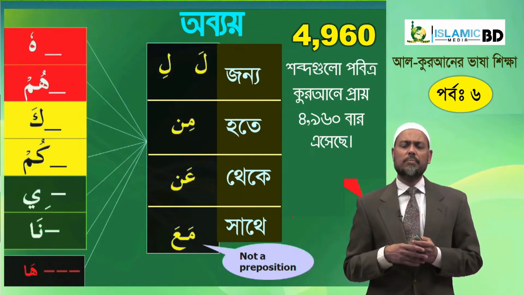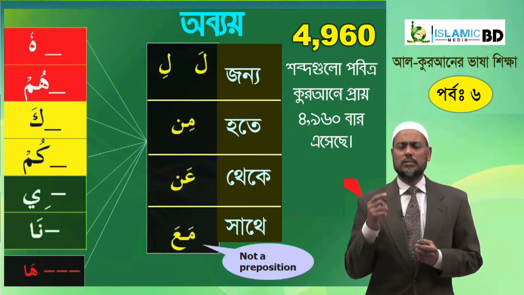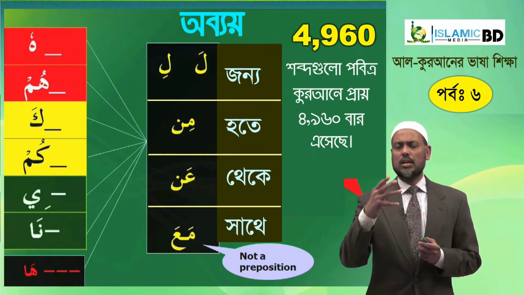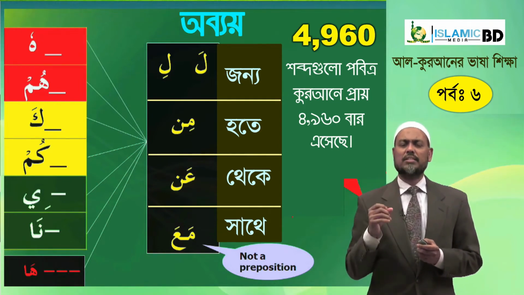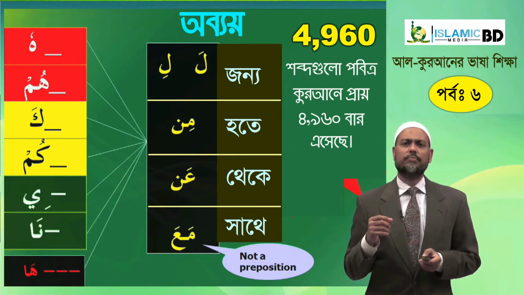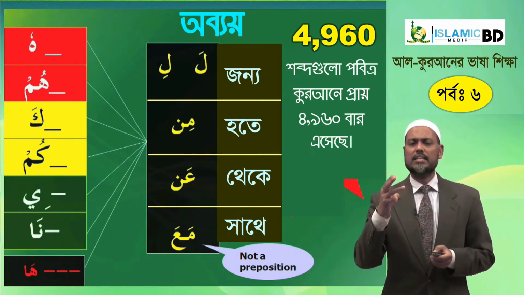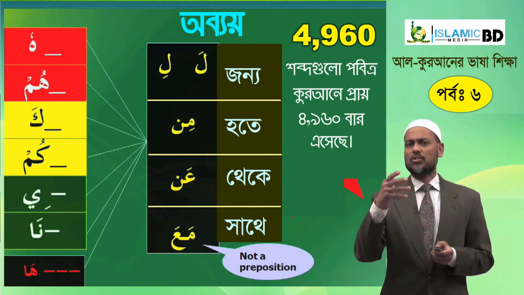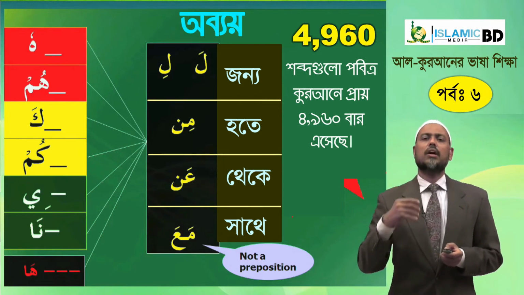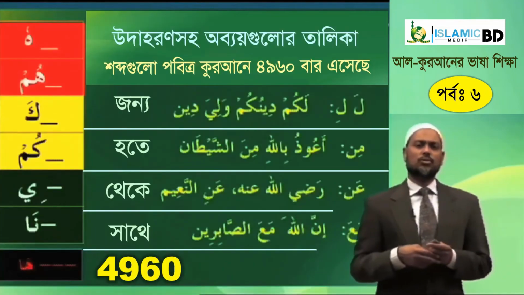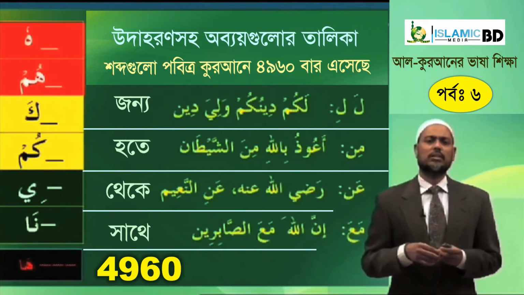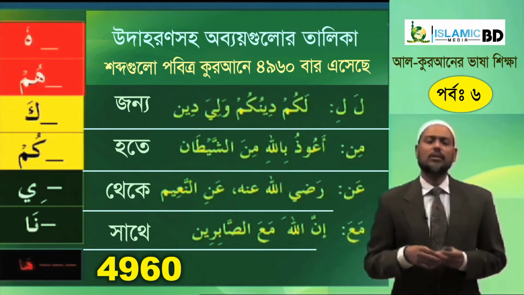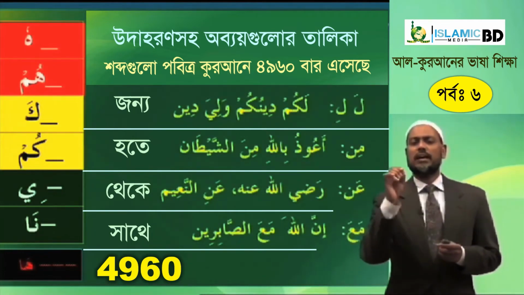You can do this practice. We'll take four of them: la and li, min, an and ma'a. The first three are prepositions, the fourth is not, but whatever. Just note down the meanings. La and li is for. Min is from, an is with, ma'a is with. There are other meanings also, but we will stick to basic meanings in the beginning. By the way, I told you, if you want to remember the meanings of these letters, try to remember the examples.